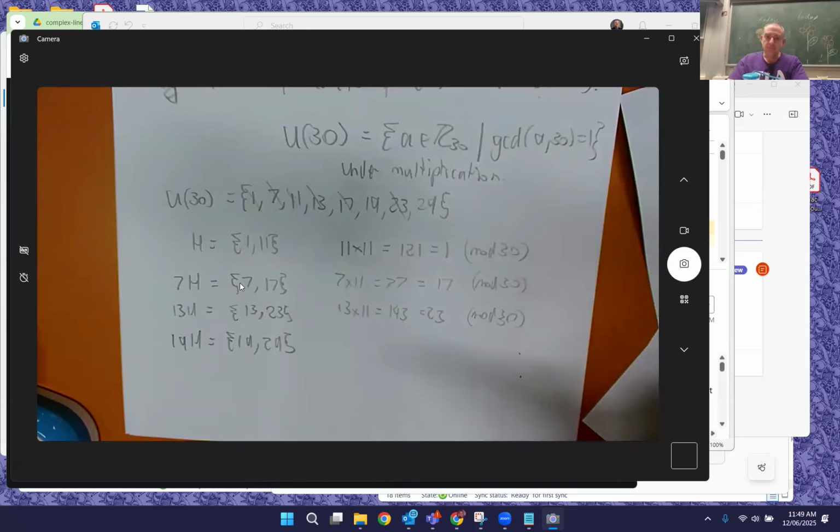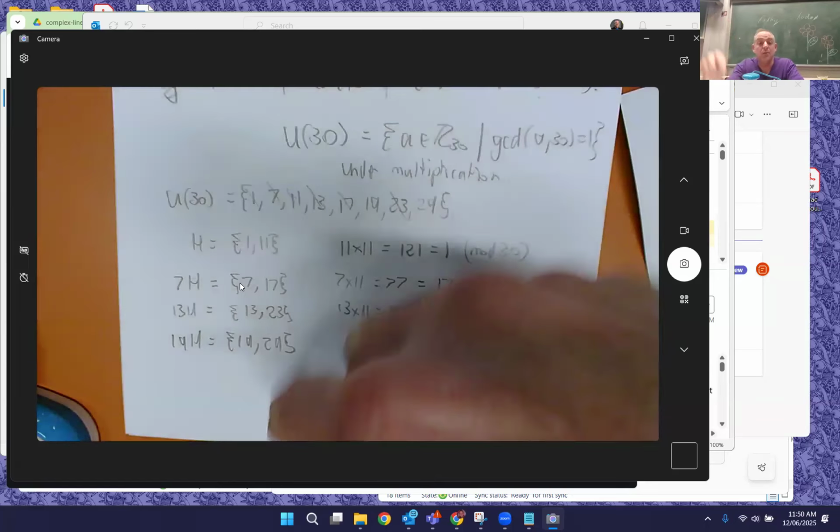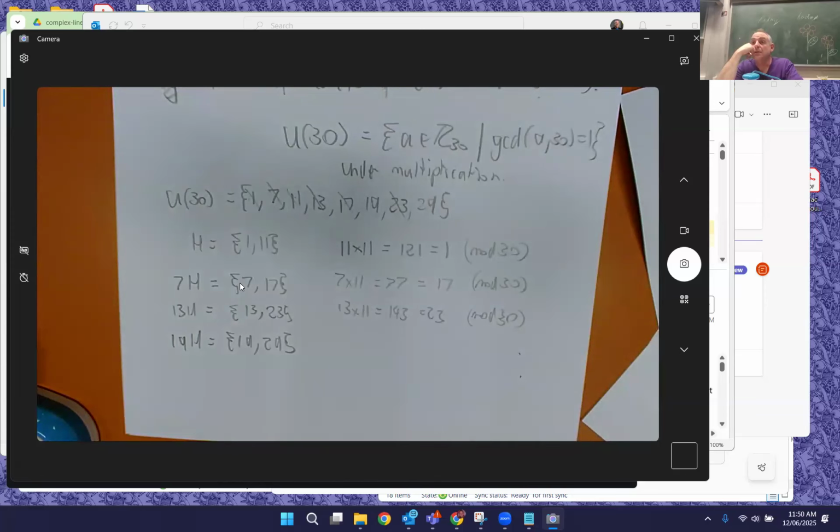So, I could theoretically define, if I happen to think of a homomorphism that sent this group to some other group of size 4, then this would be isomorphic to that. Interesting.